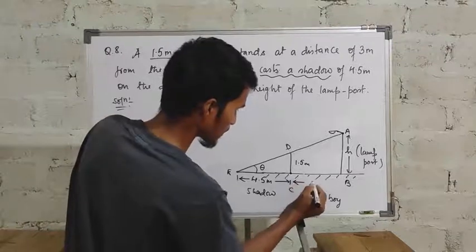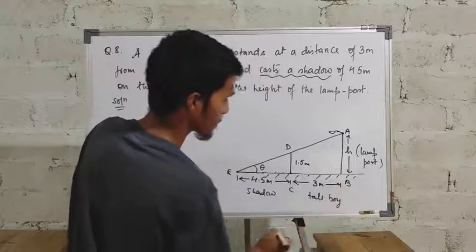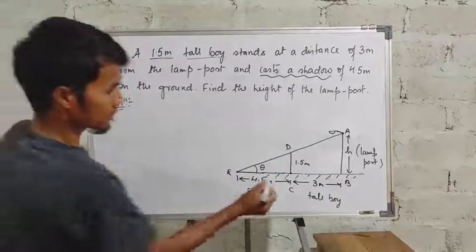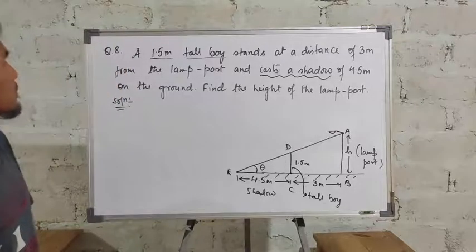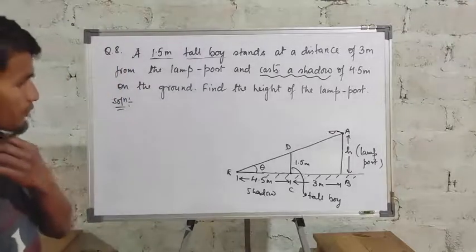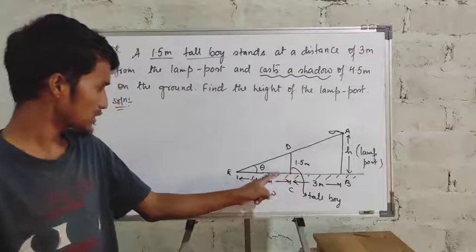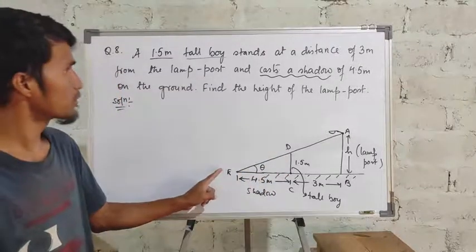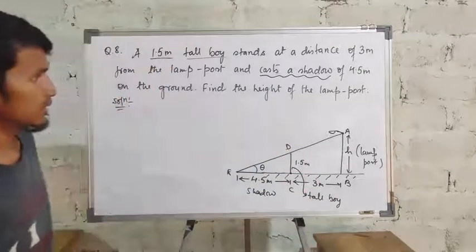Then 3 meters from the lamp post. Okay, then I'll put like this. This is the tall boy, 3 meters from the lamp post, and he casts a shadow of 4.5 meters. And from here, his shadow is this side, 4.5 meters on the ground. Find the height of the lamp post. We need to find the height of the lamp post.